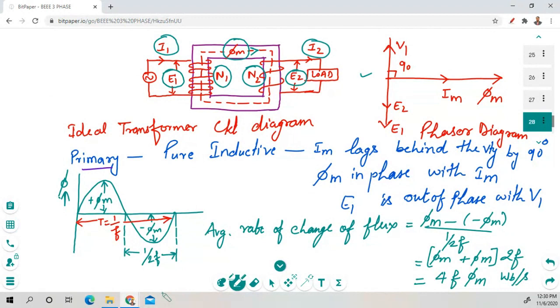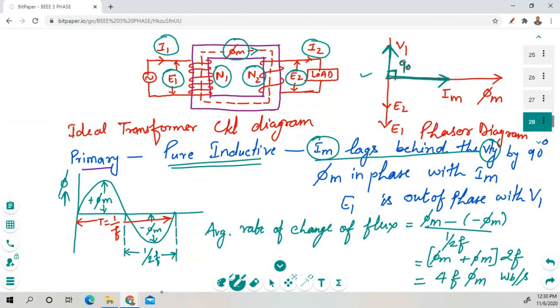This is an inductive circuit. When this inductive circuit is present, what happens? Im lags behind the voltage. Im is a current that lags behind the voltage by 90 degrees. In the previous lectures we completed these topics in detail, in RL circuits and RC circuits. So in a purely inductive circuit, the current lags behind the voltage by 90 degrees. You can see from this diagram, here is the current and here is the voltage. This current lags behind this voltage by 90 degrees.